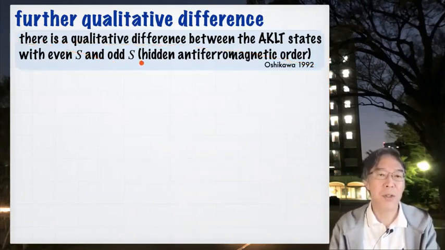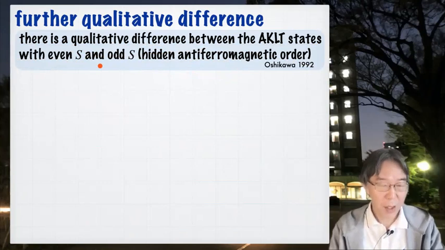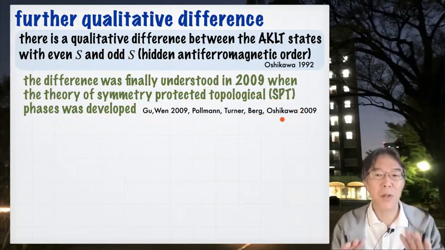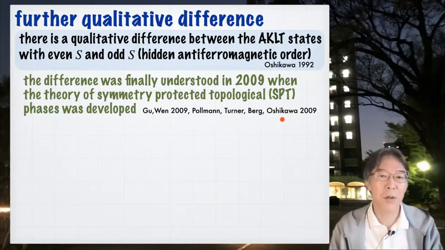He examined something called hidden antiferromagnetic order, and he found that there is a qualitative difference between the AKLT states with even S and odd S. This was a surprise to us, and it had been a mystery for a while, but it was finally resolved in 2009 when the theory of symmetry protected topological phases, SPT phases, was developed. It was done by Gu and Wen, and also Pollmann, Turner, Berg, and Masaki Oshikawa himself. Now there is a rigorous theory by Yoshiko Ogata, and everything is almost completely understood.